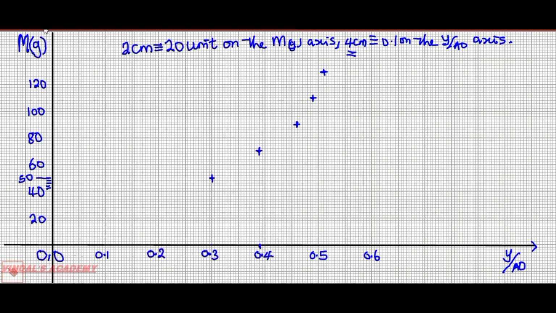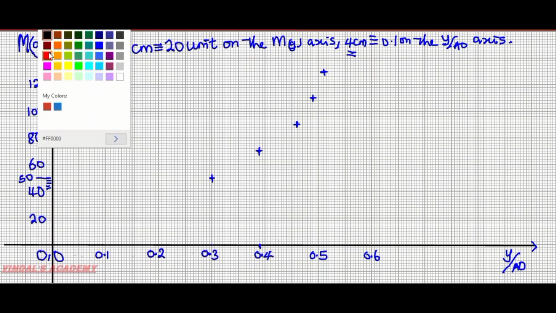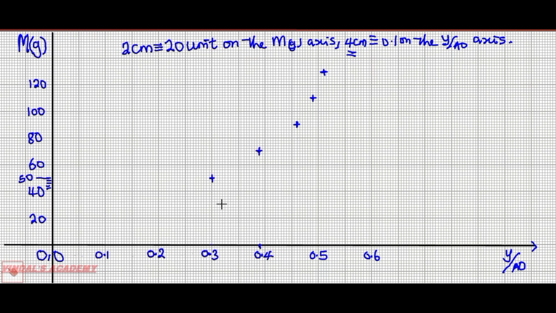So let's go to line of best fit. Let me show you how the line of best fit is going to be. Let me use a different color. I'm going to be drawing different lines that may likely happen here, but at the end I will show you the line that is best fit.